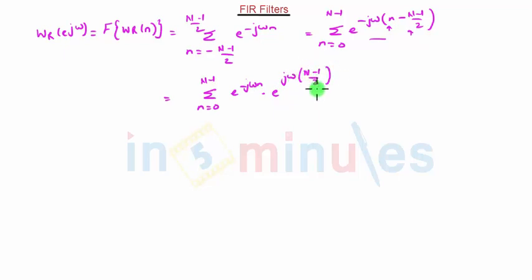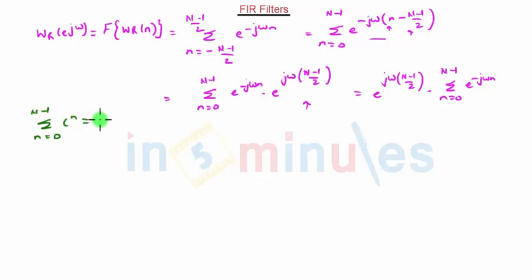Now this term doesn't contain small n, so we can separate it out as e raised to j omega (N minus 1) by 2 into summation n is equal to 0 to N minus 1 of e raised to minus j omega n. Now using the geometric series sum formula, summation n is equal to 0 to capital N minus 1 of c raised to n equals (1 minus c raised to N) upon (1 minus c). So it will be e raised to j omega (N minus 1) by 2 into (1 minus e raised to minus j omega N) upon (1 minus e raised to minus j omega).